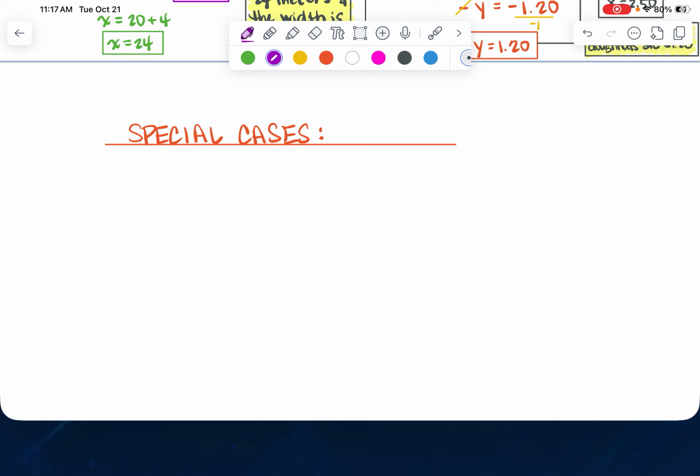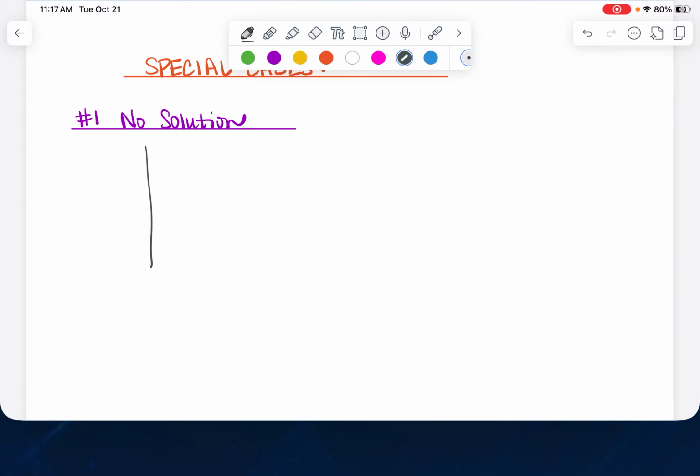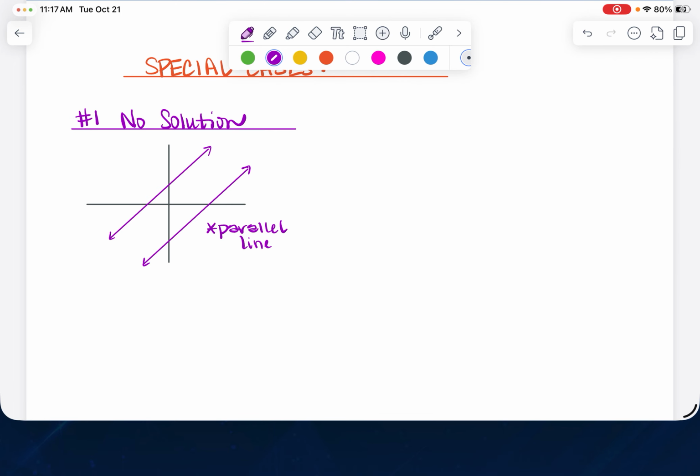So remember, there are two special cases. Special case number 1 is no solution. Let's talk about what that means. If you're doing the graphing method, no solution means parallel lines, right? Because the solution is the point they have in common, and parallel lines have no points in common. So they can't possibly have a solution, okay?